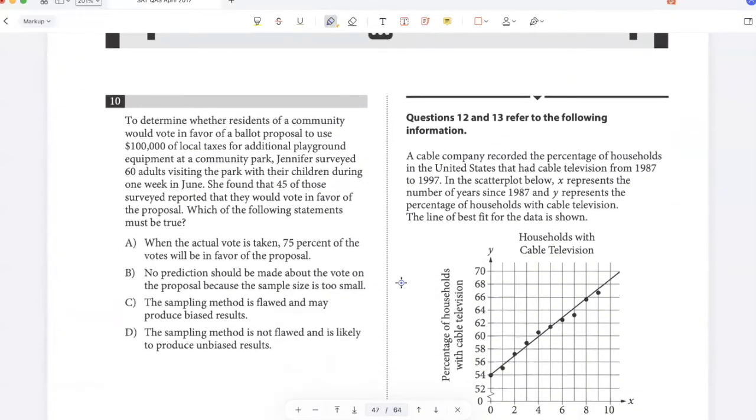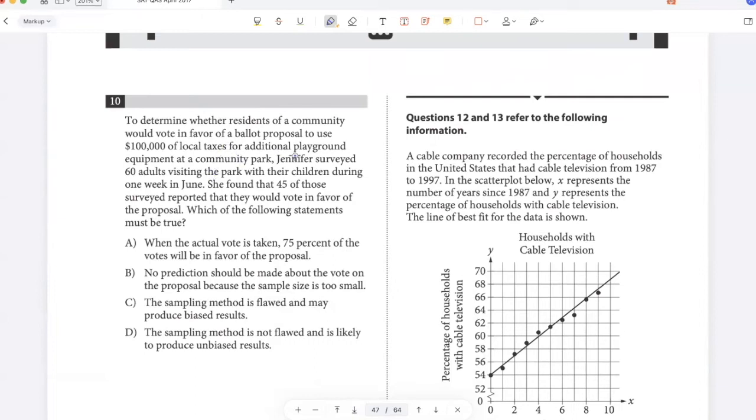To determine whether residents of a community would vote in favor of a ballot proposal to use $100,000 of local taxes for additional playground equipment at a community park, Jennifer surveyed 60 adults visiting the park with their children during 1 week in June. She found that 45 of those surveyed reported that they would vote in favor of the proposal. Which of the following statements must be true?